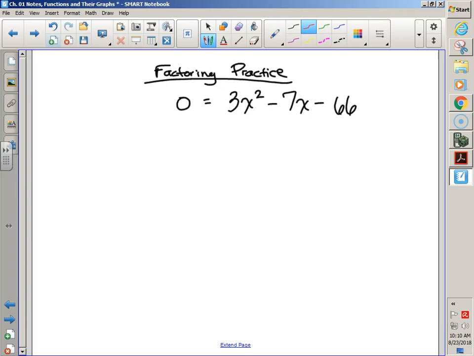So if I just were to put 6 and 11, as long as I make one of them negative, I have 66, and I have 3x squared. But what I need to check is my outer, 33, and my inner, 6. Can 33x and 6x make 7? No. It's like in the 20s or in the 40s. Doesn't work.